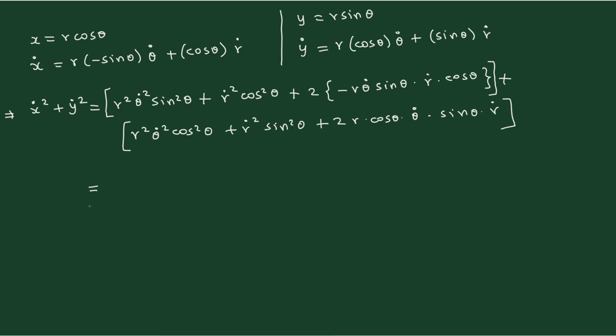And the simplification is somewhat easy because you will be getting terms like sine square theta and cos square theta, so they will become 1. So that is why it is an advantage. And in addition, the third term in this square bracket cancels. Because of these reasons, we will get a simple result: r dot square plus r square theta dot square. That's all.